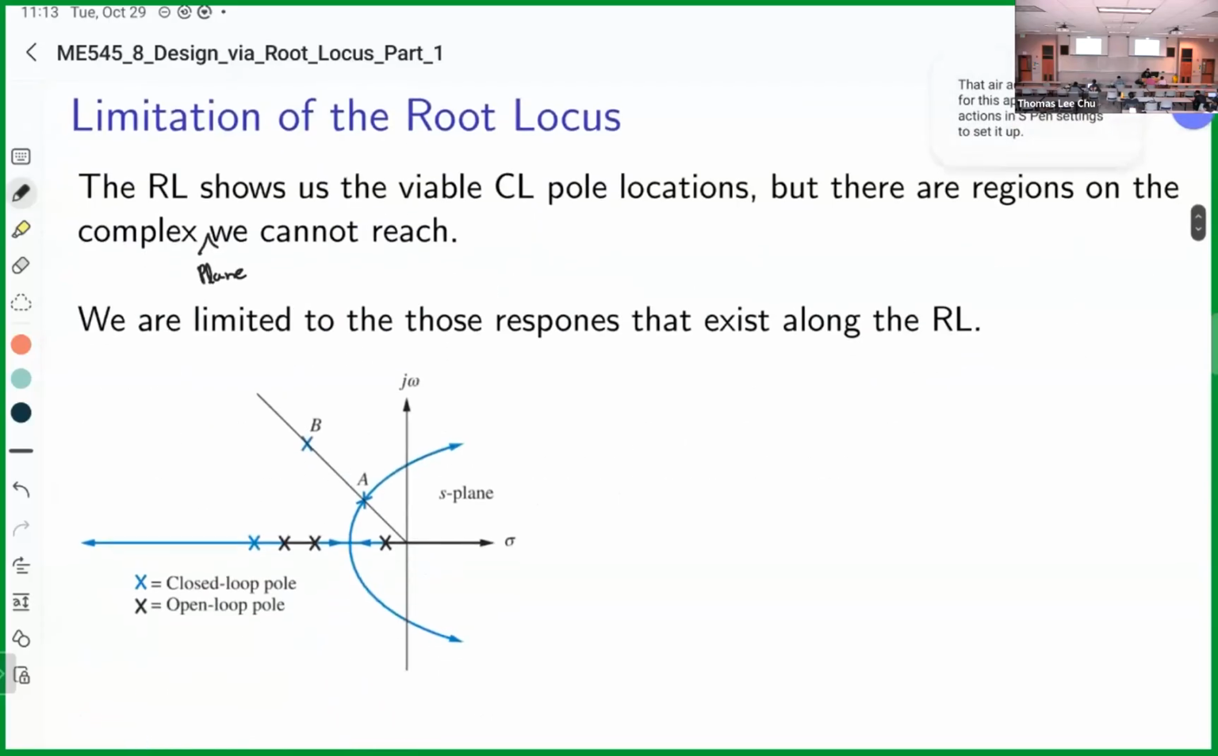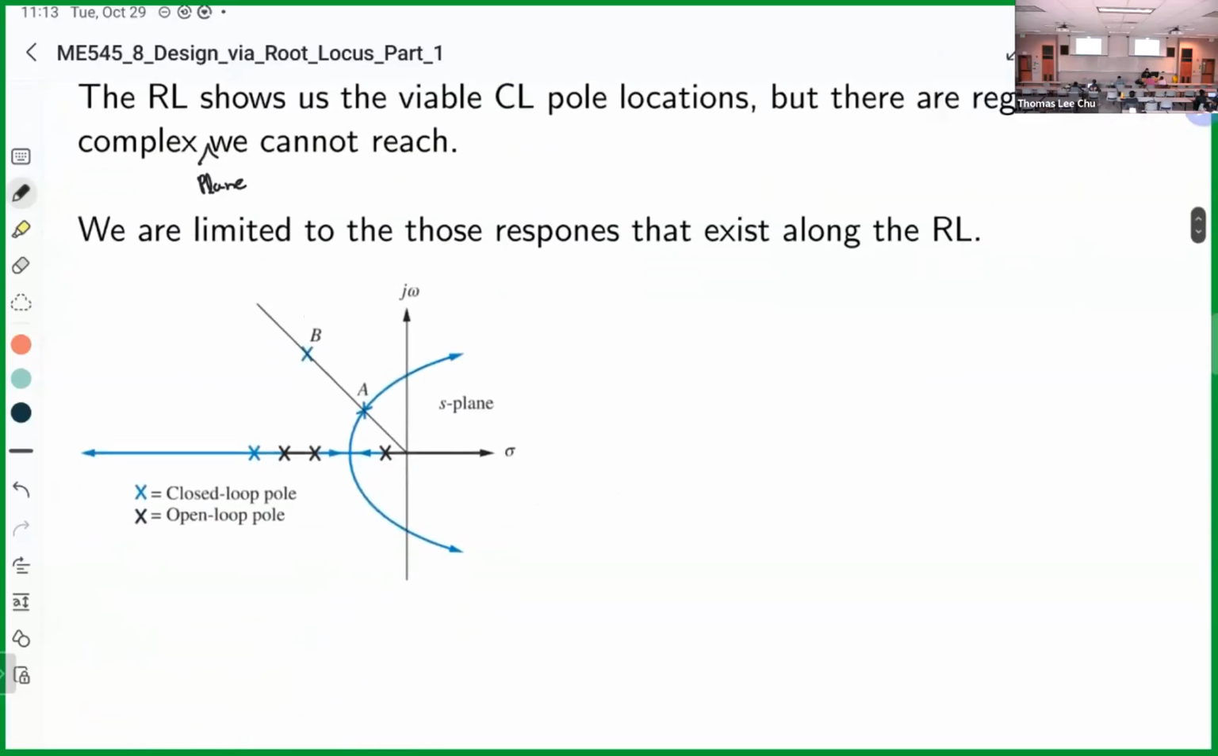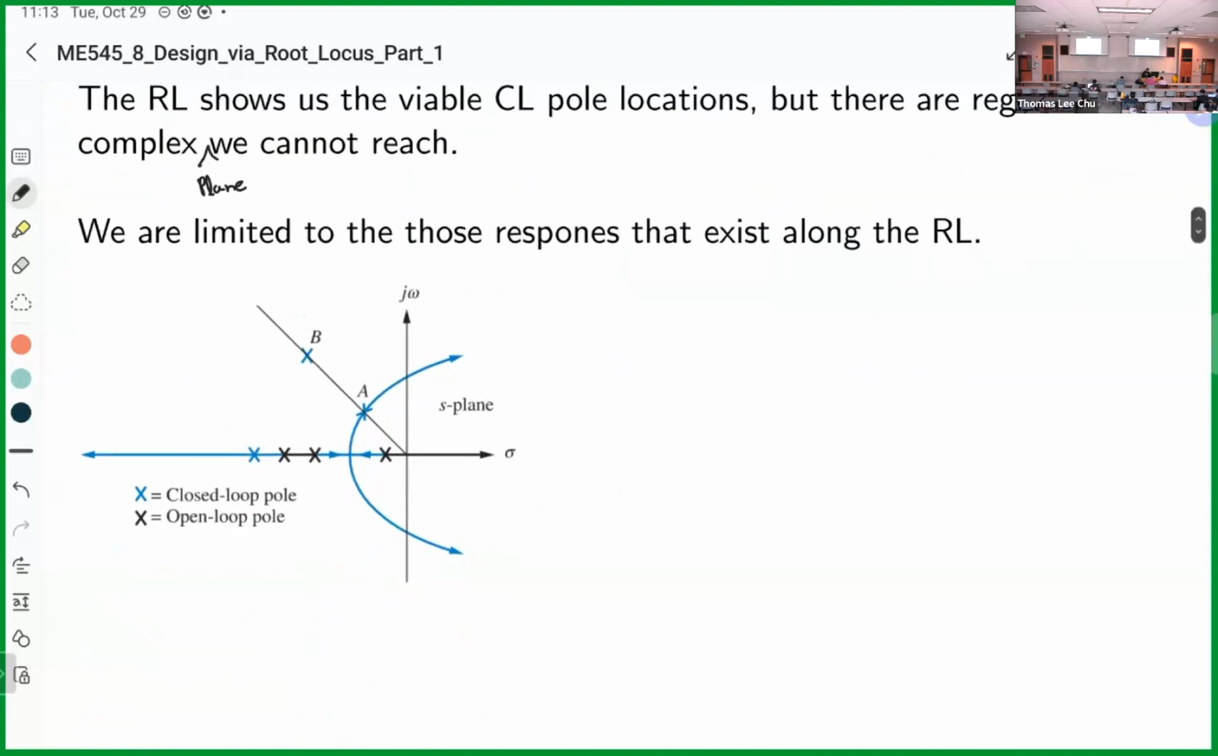So in the textbook, they have this little graph here where this blue here is our root locus, and point B is actually what we want, but point A is the closest point we can get to it. So they call this our desired location, and this is the best we can get.